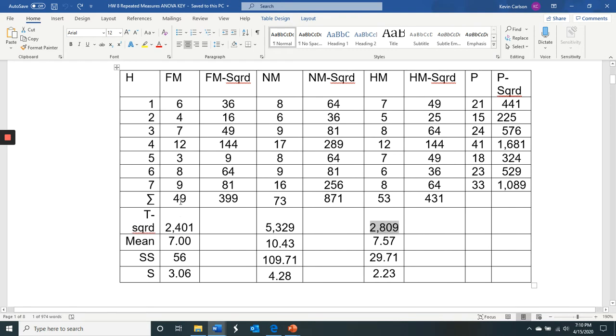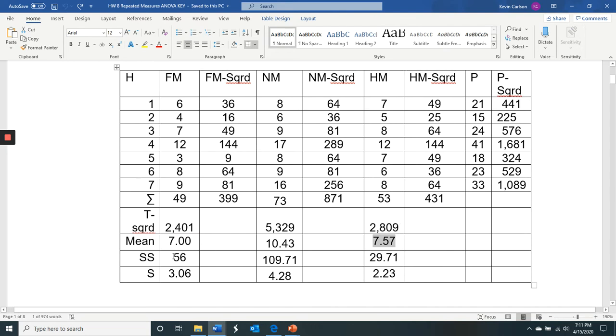So I have my T right here. I can find the mean. So I take T divided by 7. There's 7 hospitals. 49 divided by 7, there's an average of 7 for full moon. I have my T here. 73 divided by 7 is 10.43, the mean for new moon. I have my T here for half moon. So I take that T and I divide it by 7 to get the mean of 7.57 for the half moon.